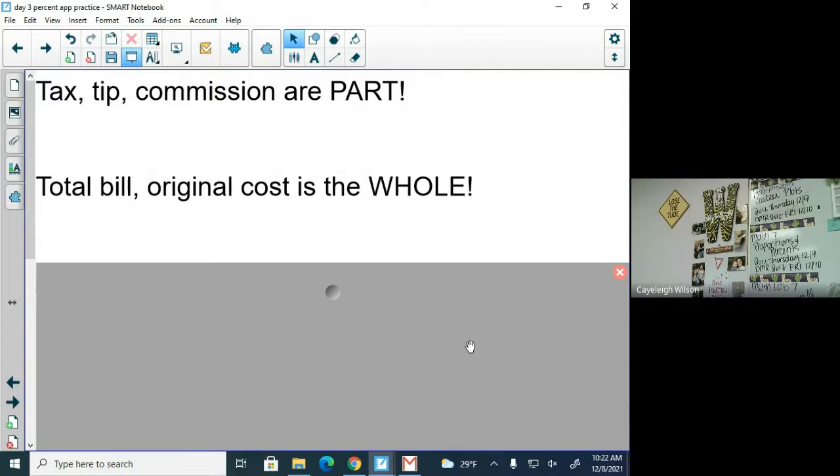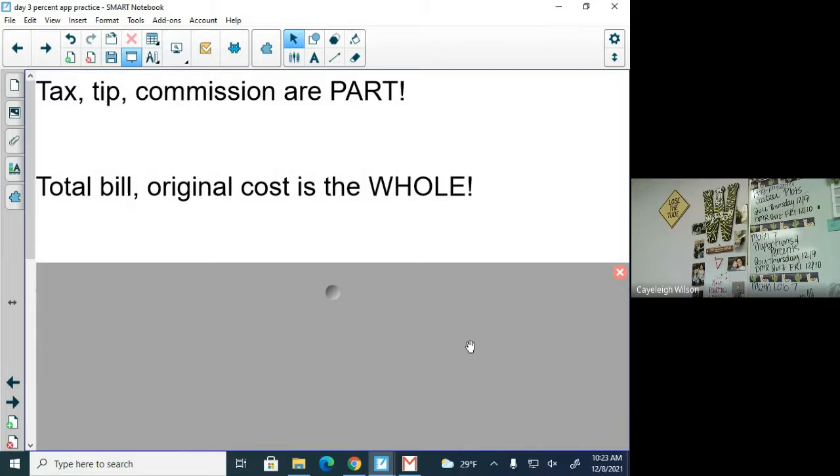Okay, a lot of people are getting these confused and are like, well, my bill was $37, but that's not the whole thing. Your bill, when they hand you a bill, that is the whole amount that you spent at the store or at the restaurant, wherever. But tax and tip are just a part of that bill that get added on.